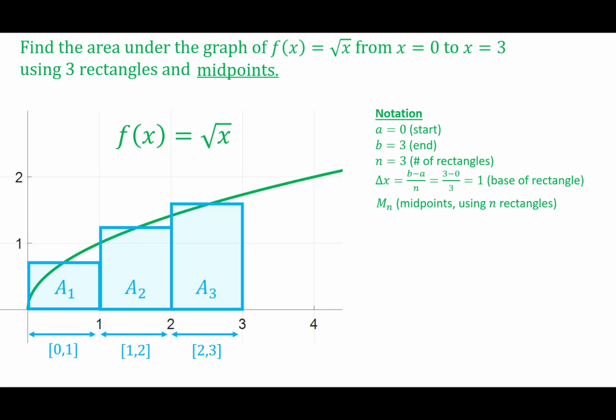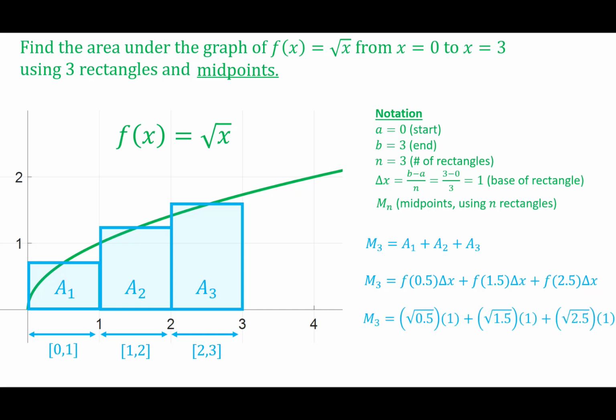So we name them again. M3 is the sum of those areas, which turns out to be our height times base again. We need to evaluate our function at those points and plug in delta x equal to 1. So M3 turns out to be 3.513 to 3 decimal places. Notice the difference between midpoint rule and the other two rules is that the rectangles are intersecting our curve at the top middle of the rectangles.